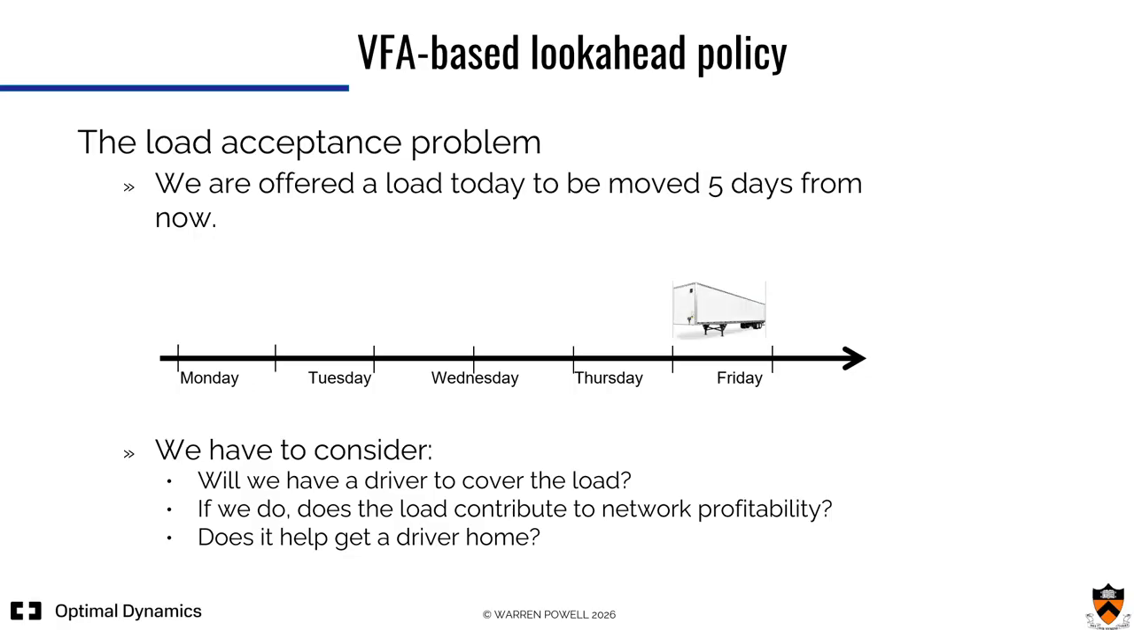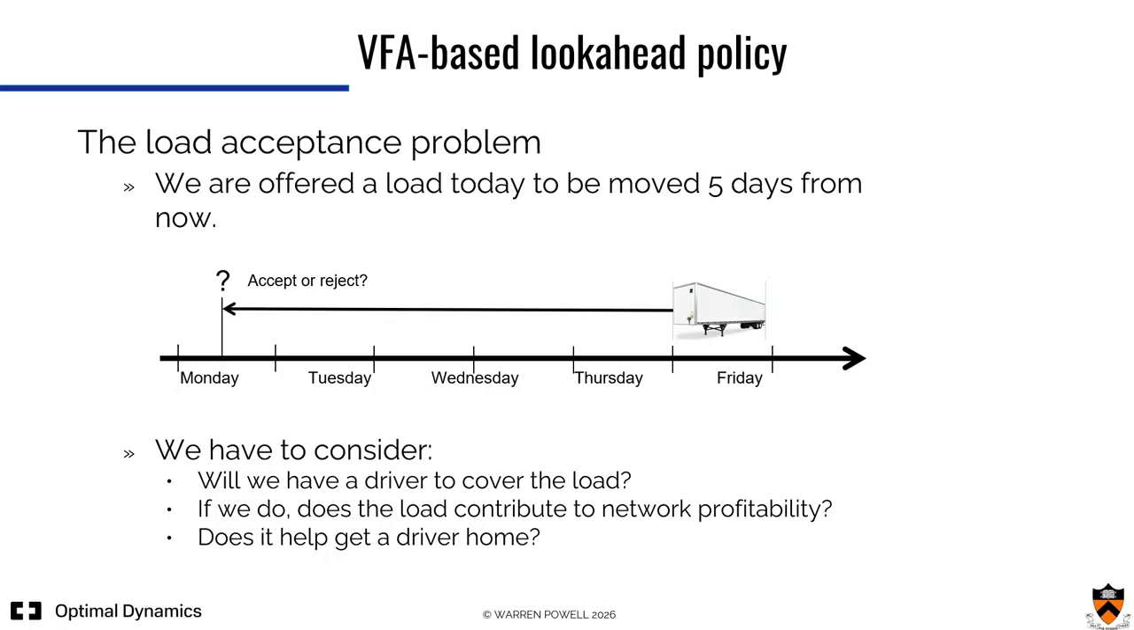Let's imagine the problem is that I have a load of freight on Friday, but today is Monday, and I have to say yes or no to that load of freight moving 4 days in the future. Truckload movements typically take a day or two. Sometimes the longer movements are 3 or 4 days. By the time you're getting 3, 4, and 5 days in the future, truckload carriers don't know what freight they're moving. They don't know where their drivers are going to be. It's highly uncertain.